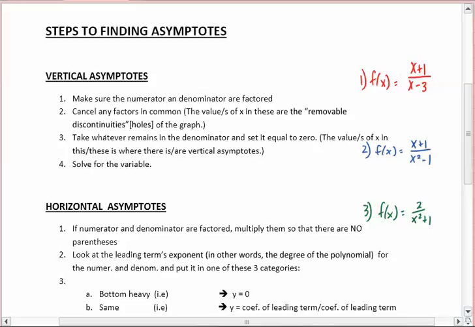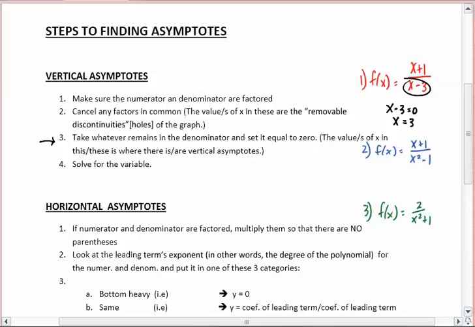The next thing, step 3, is to take whatever remains in the denominator and set it equal to 0. That is where the vertical asymptote is. I solve for x, and there it is. I have a vertical asymptote at the equation of the line x equals 3. I would graph that on the coordinate plane with a dashed line.